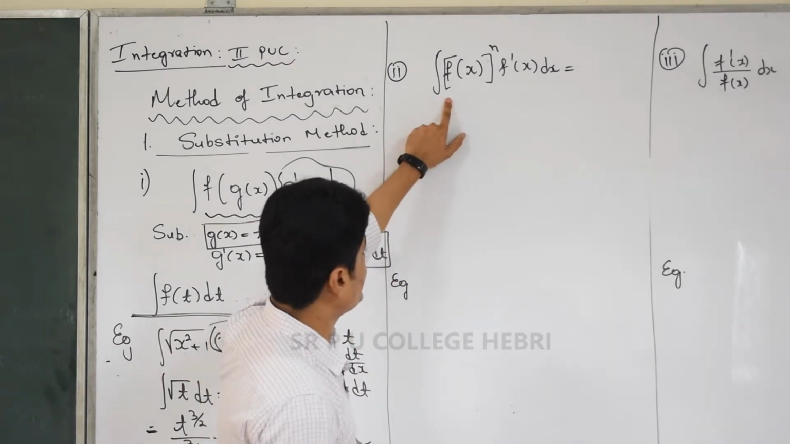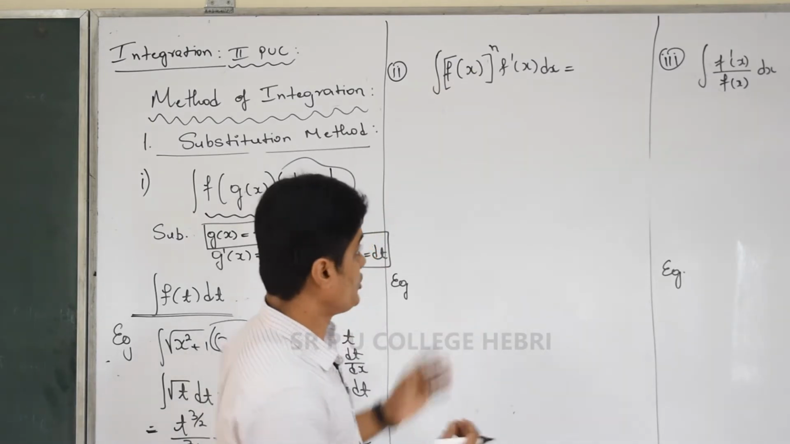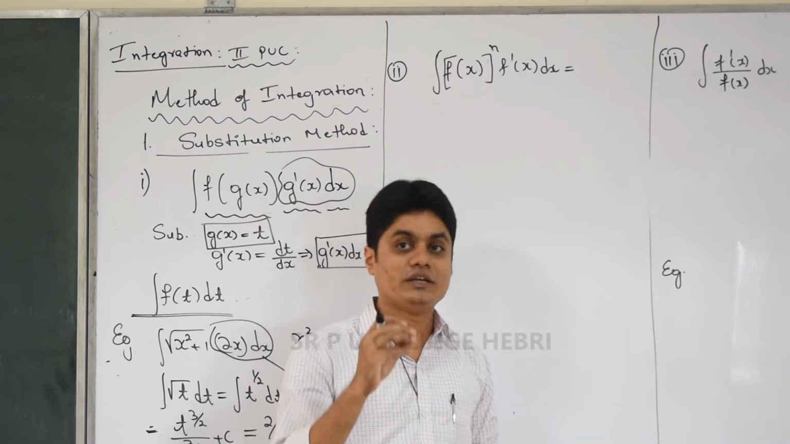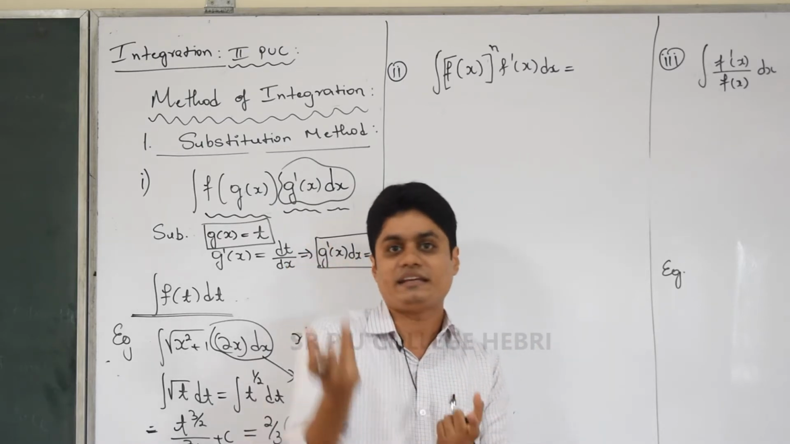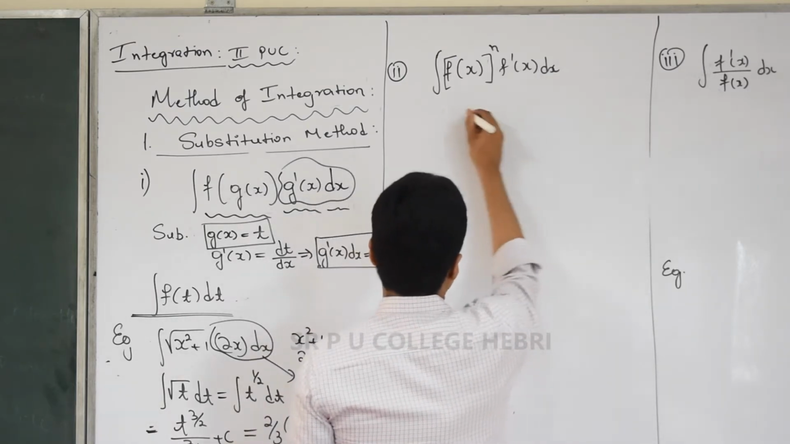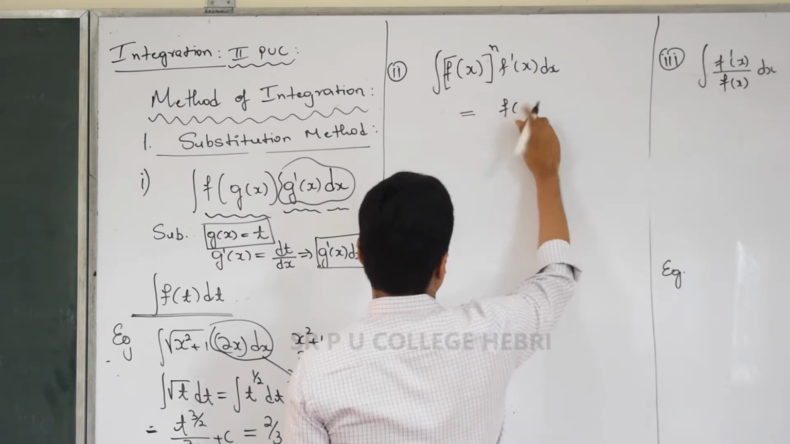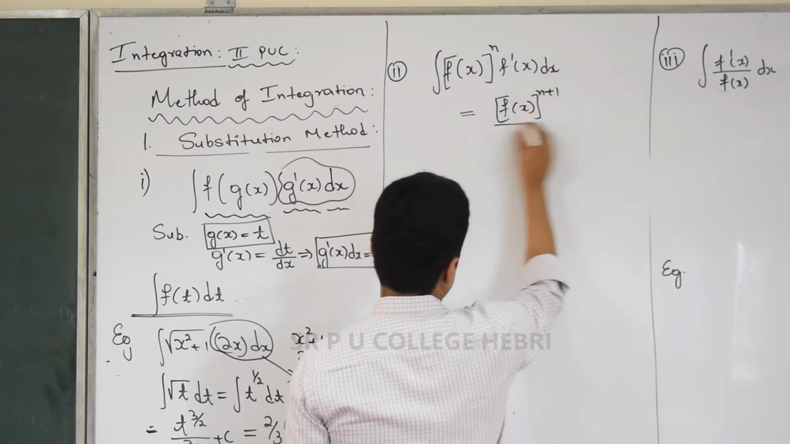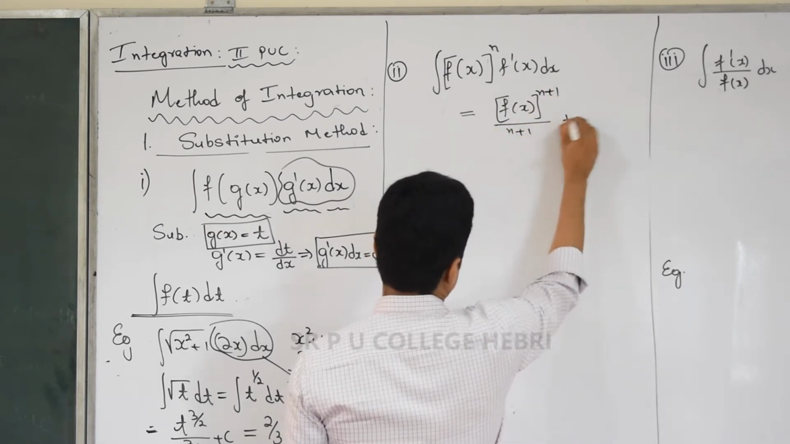What is the second type of problem? Observe carefully here. Integration of f of x whole raised to n into f dash of x dx. Even this is also a composite function, but only one particular type. The function is inside, and outside is its power. And n can be any real number. Actually, you are going to remember this as a formula. Please remember that. I'll write the answer and I'll explain why it is like this in general as well as with an example.